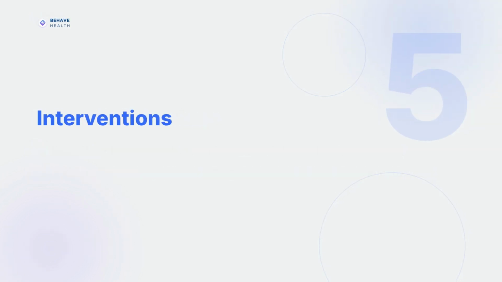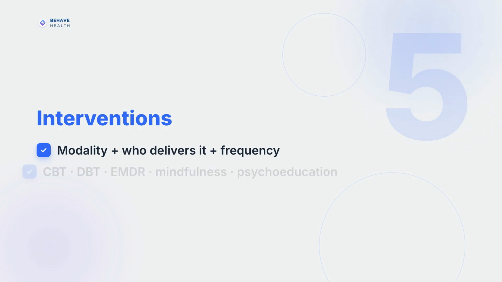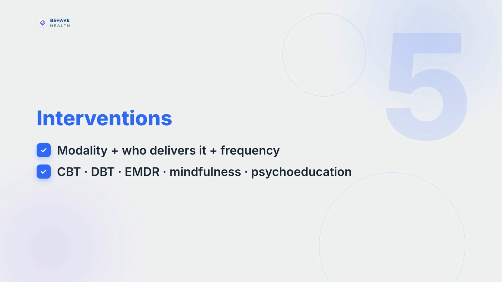Step 5. Evidence-based interventions tied to each objective. Name the modality, who delivers it, and how often. Generic entries like "individual therapy" without a specified approach are a common audit deficiency. CBT for cognitive distortions, DBT for emotional regulation, EMDR or CPT for trauma, mindfulness and psychoeducation for skill building.